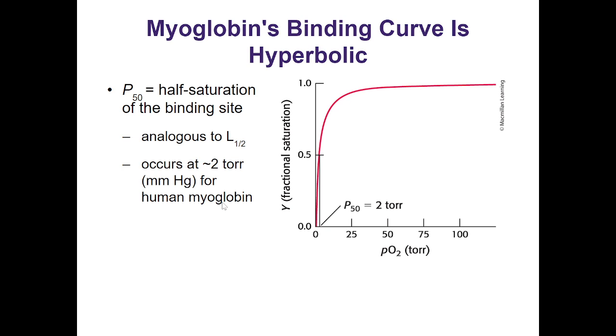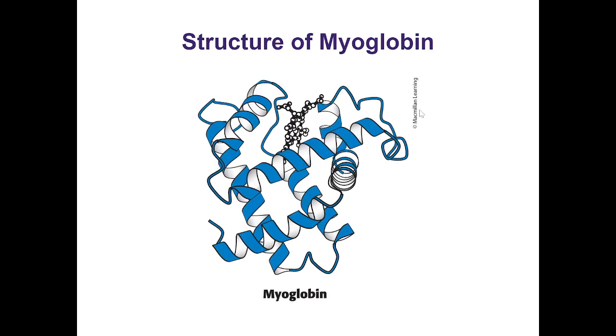This is going to occur typically at about 2 torr, which, torr is the same as mmHg, millimeters of mercury, Hg, right? Pressure. Okay, so again, that's for myoglobin. This is human myoglobin here. And you can see the P50 here, 2 torr, and then eventually it reaches its steady state right here, in which case you have basically all the slots bound, right? Any more pressure isn't really going to do much.